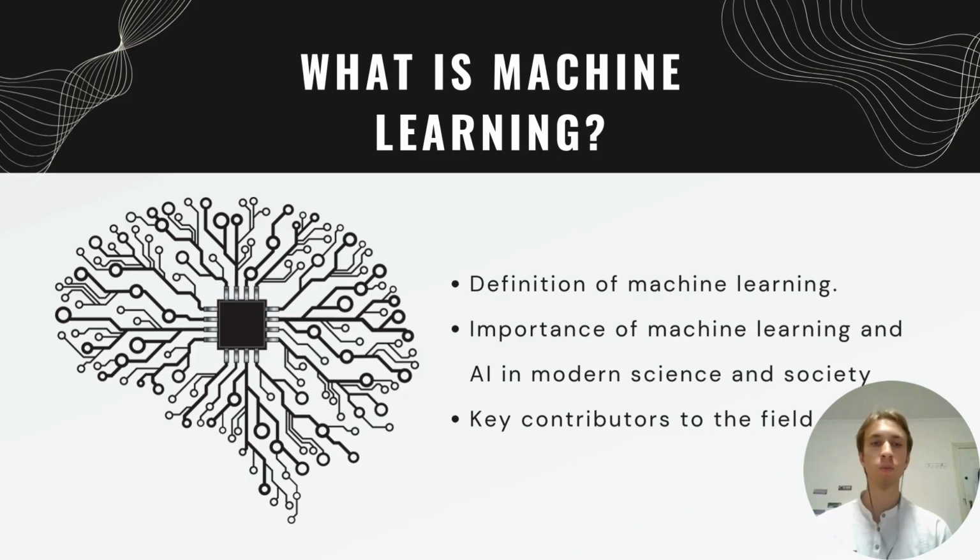Let's start with what is machine learning. Machine learning and artificial intelligence are significant areas of interest in both contemporary science and society. They represent some of the most advanced technologies applicable across various industries, including healthcare, finance, transportation, and entertainment.